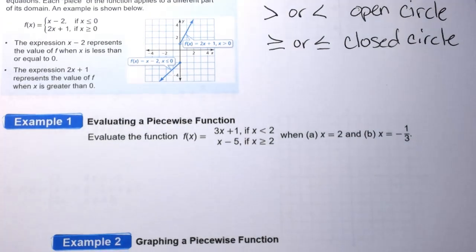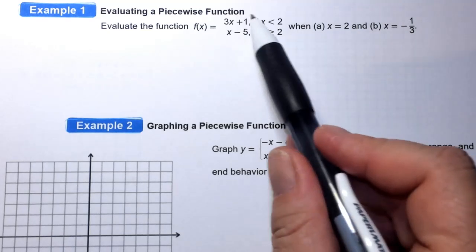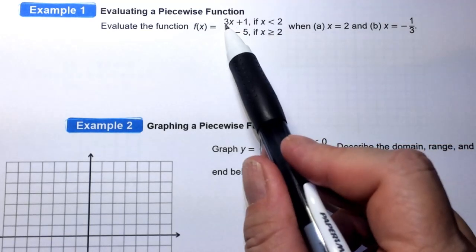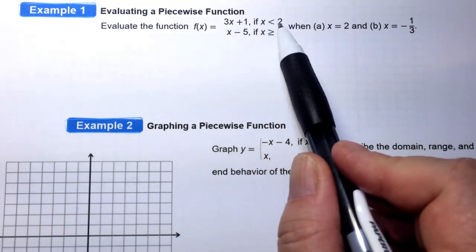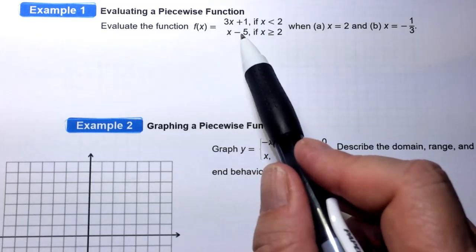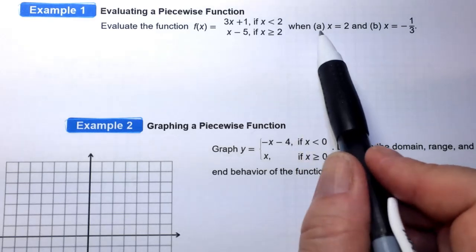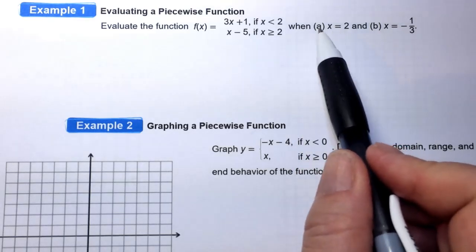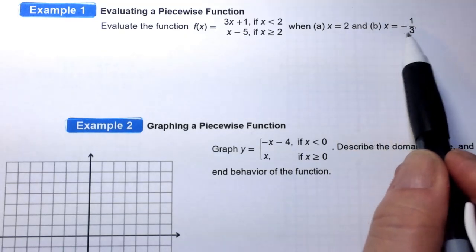All right, so let's evaluate. So what does evaluate mean? In case you forgot, it just means find the answer, solve it. All right, so they're giving us these two functions. This is function 3x plus 1, but this function only exists when x is less than 2. Then we have the function x minus 5, but this function only exists when x is greater than or equal to 2. So we are going to evaluate what a would be, so x equals 2, and what b would be, so x equals negative 1/3.